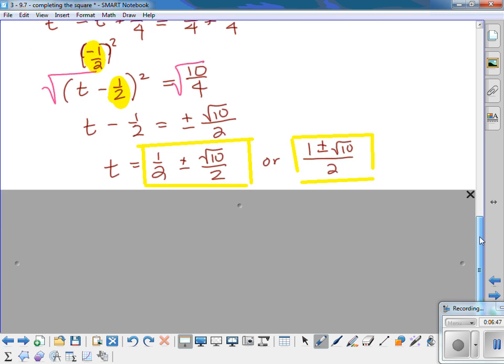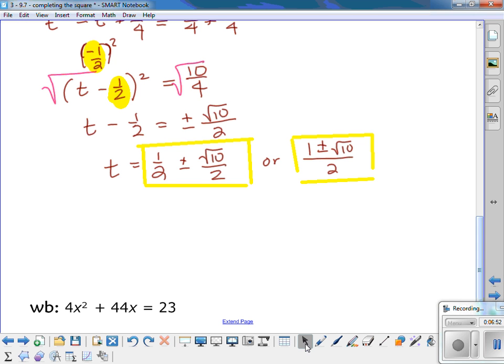All right. So your mission, should you choose to accept it, is to do this problem here. It's going to have fractions, but they're not horrible fractions. You guys can do them. I know it. What's the first thing we're going to do? Divide everything by 4, yeah.